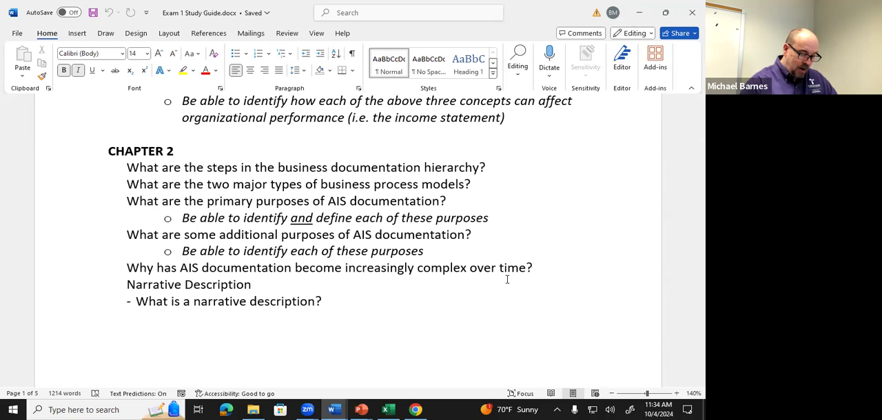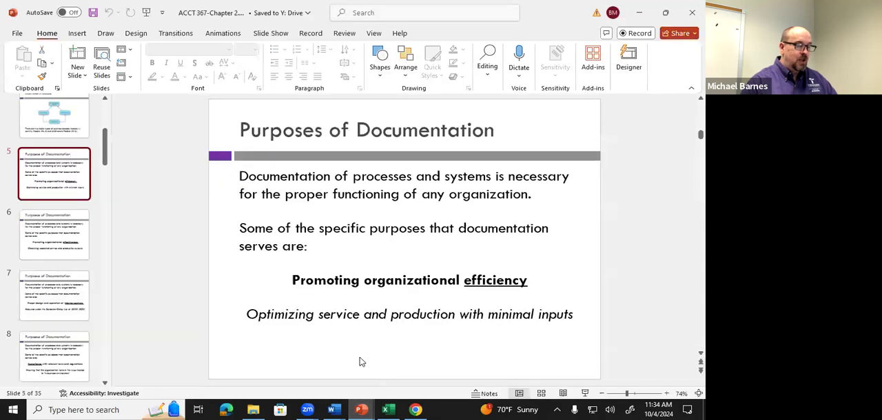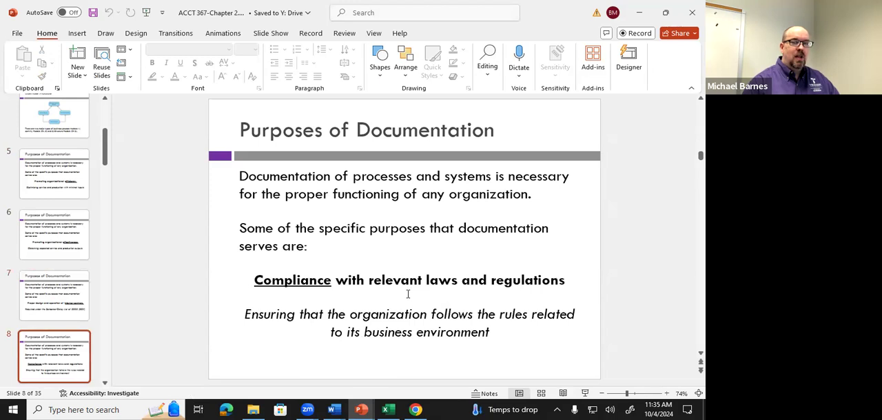Moving on, what are the primary purposes of AIS documentation? This is kind of the focus of the chapter. It talks about documentation. So there were 4 slides on this, and I underlined some very important words that you need to note. Specific purpose of documentation: promoting organizational efficiency, promoting organizational effectiveness, proper design and operation of internal controls. That's an internal controls thing again. I think that's important for some reason. And then compliance with relevant laws and regulations. Make sure you're aware of it.